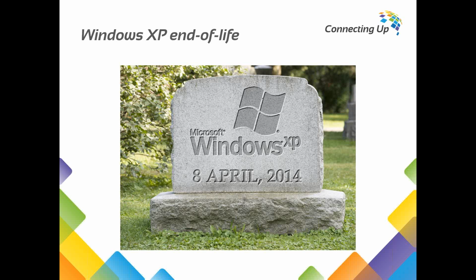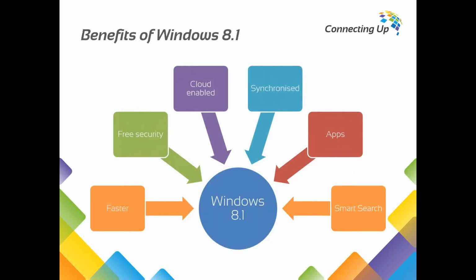In terms of benefits of Windows 8.1 over previous versions, there are quite a few. One of the big things that a lot of people saw when Windows 8 first came out was that it was faster to boot, faster to load up, and that also includes older machines. So it's actually a lot snappier from the time you press the power button to when you can actually start doing things.